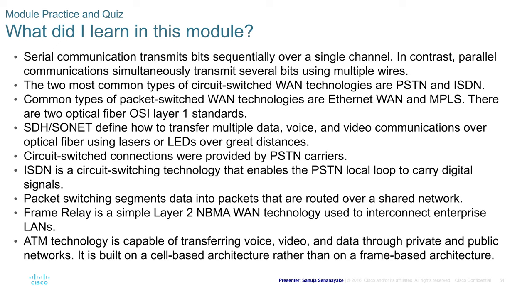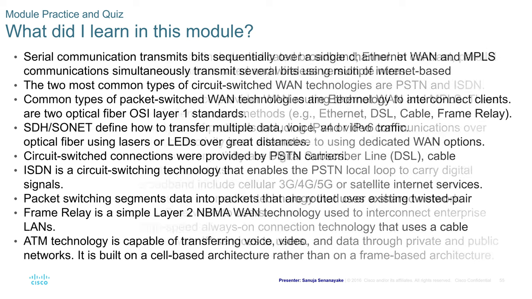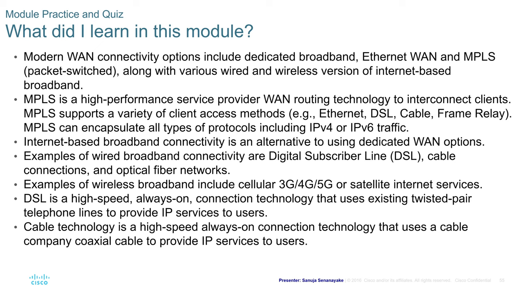Frame relay is a simple layer 2 NBMA WAN technology used to interconnect enterprise LANs. But remember, frame relay and those are kind of legacy WANs. ATM technology is capable of transferring voice, video, and data through private and public networks. Again, it is also a type of legacy WAN that still may be in use. It is built on a cell-based architecture rather than a frame-based architecture. We also learned about the modern WAN connectivity options, which include dedicated broadband, Ethernet WAN, and MPLS, which is packet switched, along with various wired and wireless versions of the internet-based broadband.